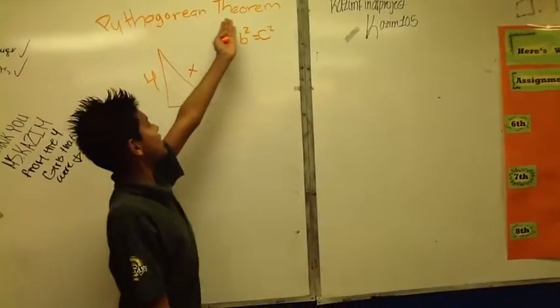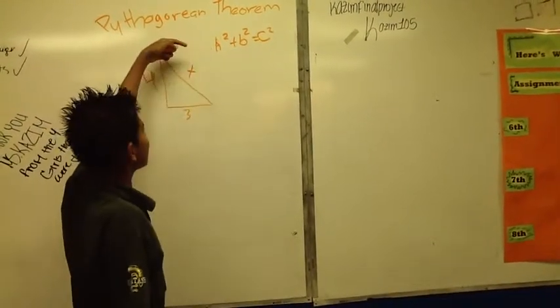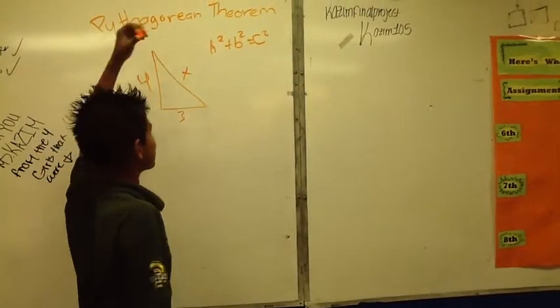So your Pythagorean theorem. The formula for the Pythagorean theorem is a squared plus b squared equals c squared.